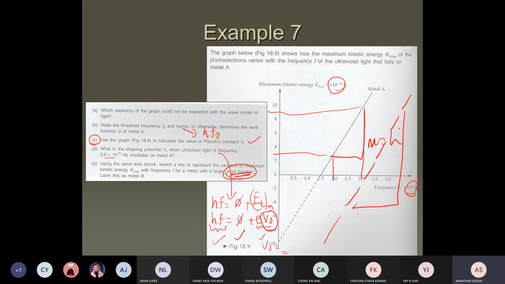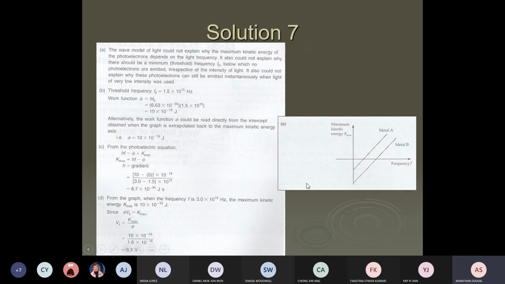Okay, they're going to check it. Yeah, shift to the right. Of course, this line is metal A, and metal B has a greater work function, so you should have a greater threshold frequency. Shift to the right. Okay, so this is the explanation.